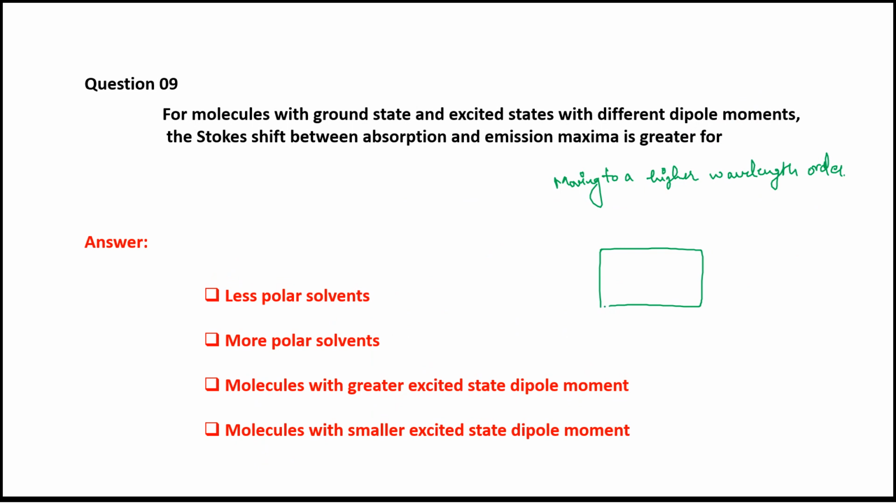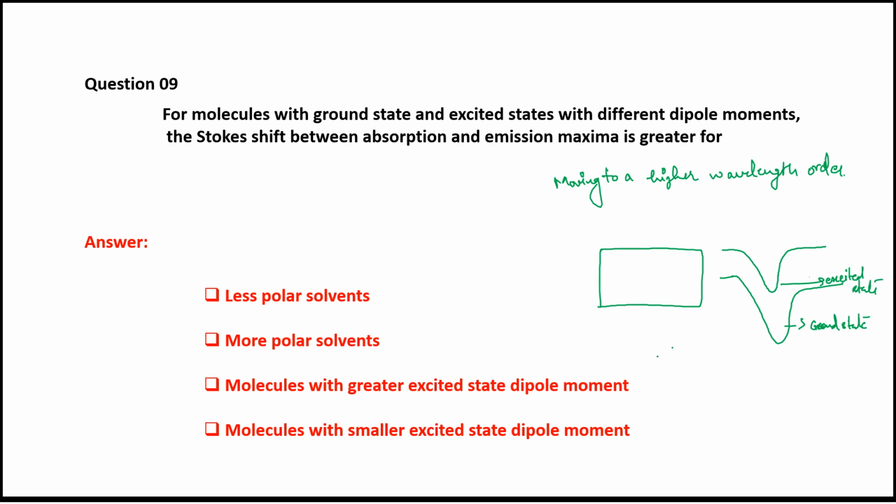Suppose in this case the ground state of the molecule has a certain value. This is similar to the case we have studied earlier, which we have been discussing in this session: this is for the ground state, and this is for the excited state.